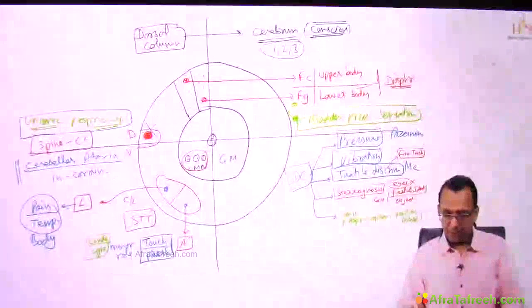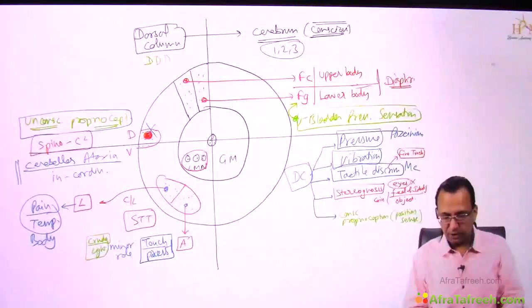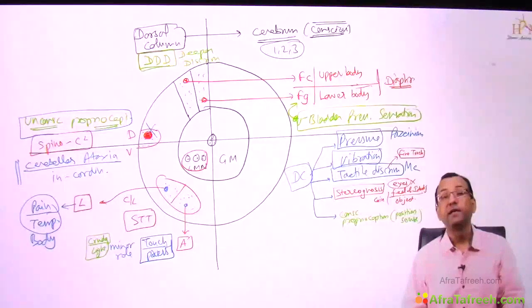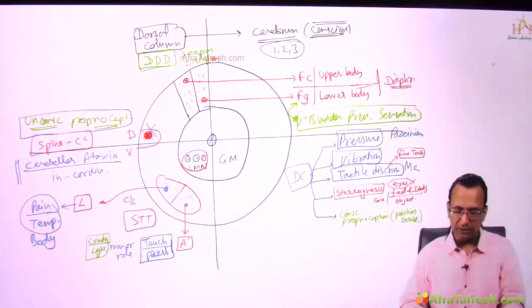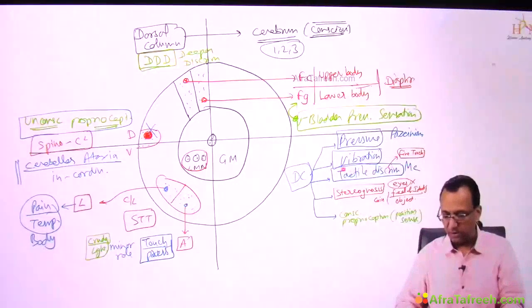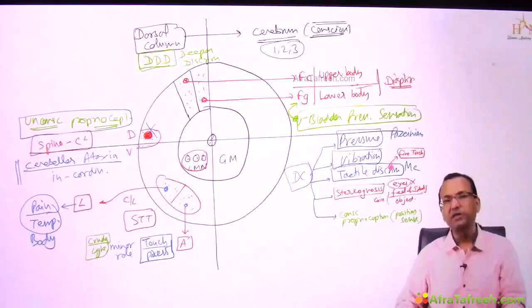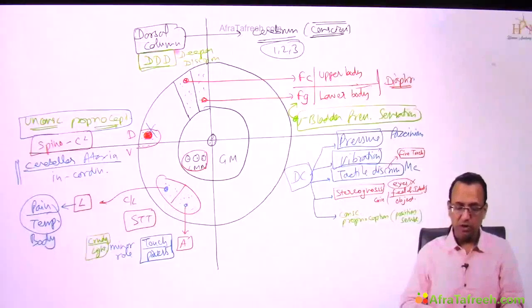Otherwise, there's a DDD. What is DDD? The dorsal column carries deeper sensation and discriminative sensation. That was the DDD. So DDD means the dorsal column carries deeper sensation and discriminative sensation, which you already have been told requires fine touch, and fine touch, two-point discrimination, is done by the dorsal column there.